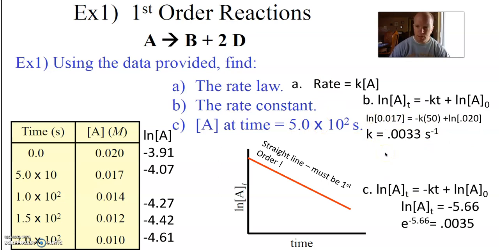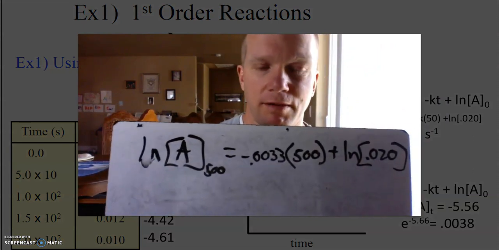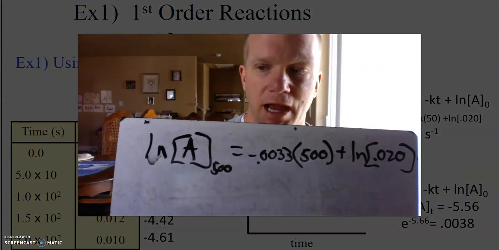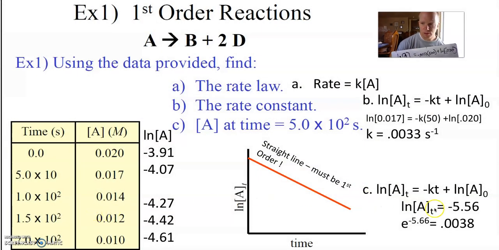And then part C says find the concentration of A at time 5.0 times 10 to the second seconds. So we can do that by, okay, if things seemed a little glitchy there, I had to go in and change some stuff. I made some mistakes. So basically, here's the deal, you guys. I put things in my integrated rate law, and I did some math. And I found that the natural log of A is equal to -5.56.